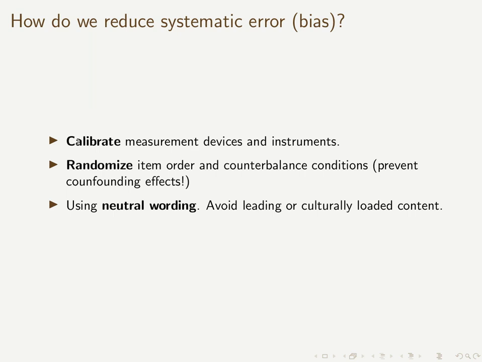So first we're going to calibrate our measurement devices and instruments by trying them out on samples that most closely resemble the population that we want to study. Other common strategies also involve randomizing the order of items and trying to counterbalance conditions such that we can prevent confounding effects.